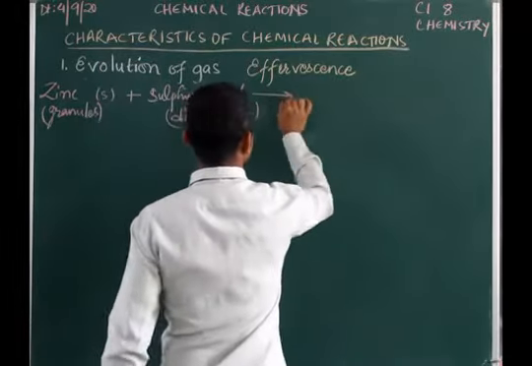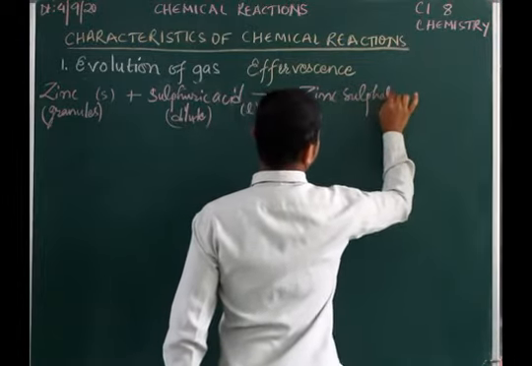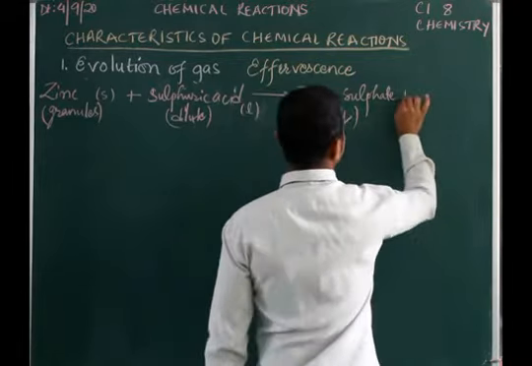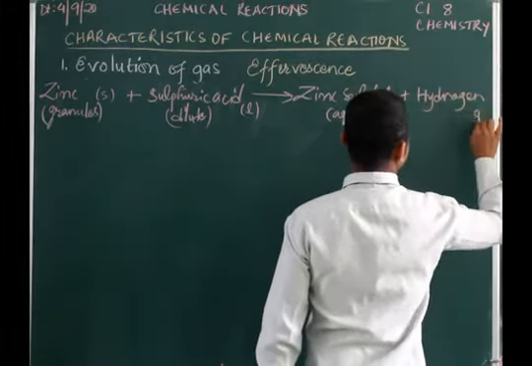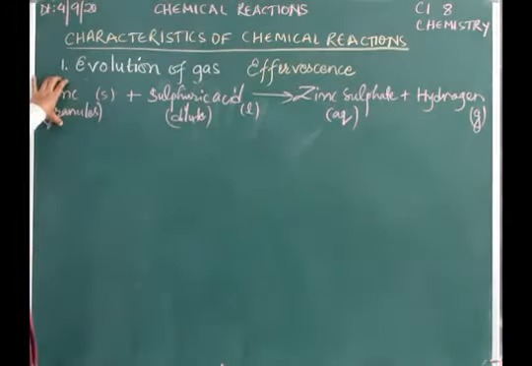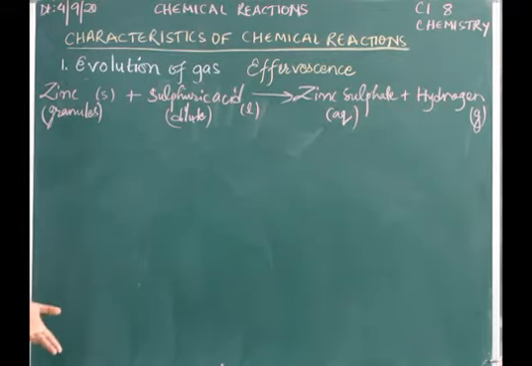When it reacts, it gives zinc sulfate, which is aqueous, plus hydrogen, which is gas. So when you put zinc granules, powdered impure zinc, that means zinc which contains copper as an impurity, that helps in releasing hydrogen gas very efficiently.